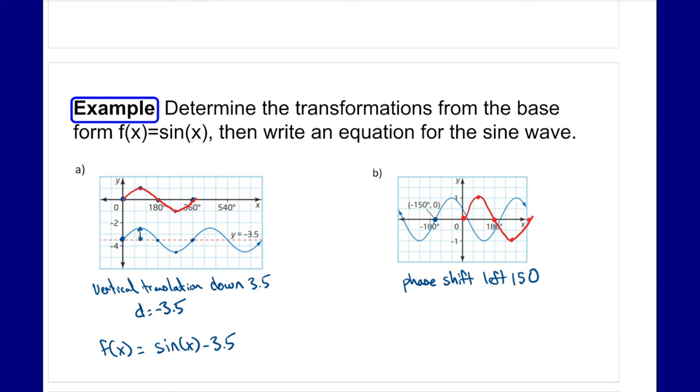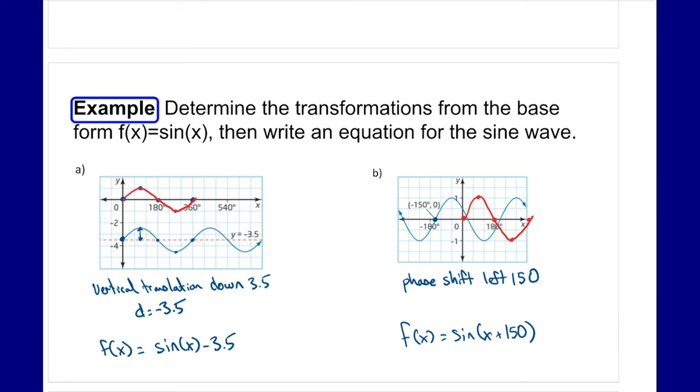The amplitude is still 1, the midline is still 0, so I haven't shifted up or down. So this is my only transformation. So in this case, my equation would be f of x equals sine of x, and then because it's left, I'm going to put the opposite, so plus 150.